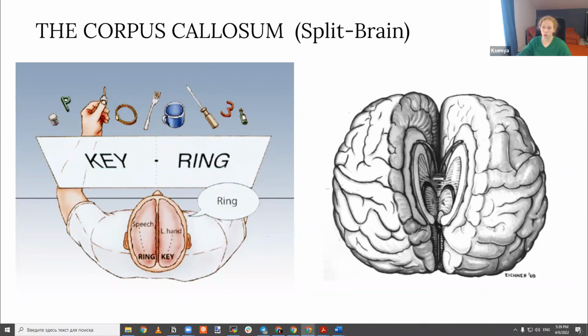Then a word was shown to the patient's left visual field, which was processed by the right side of the brain. This word described one of the objects in the tray. So the patient's left hand picked up the object corresponding to the word, like in the picture. And when participants were asked about the words and the objects in the hand, they claimed they hadn't seen the words and had no idea why they were holding an object.